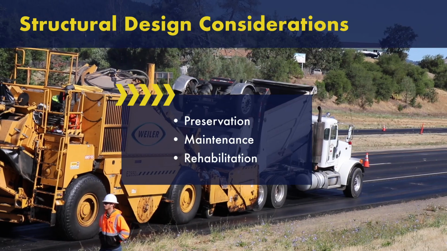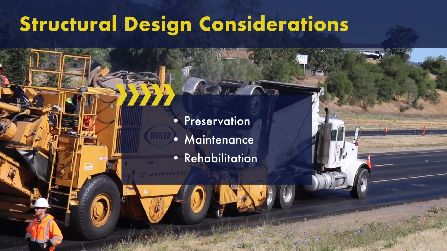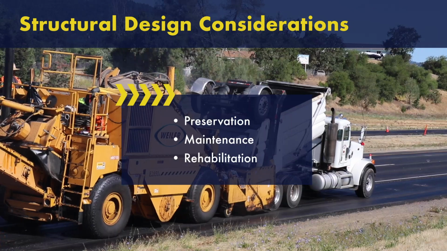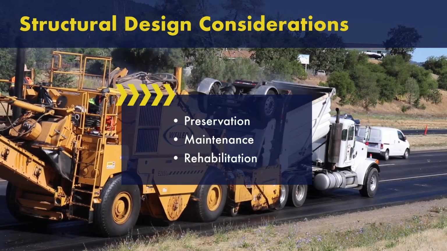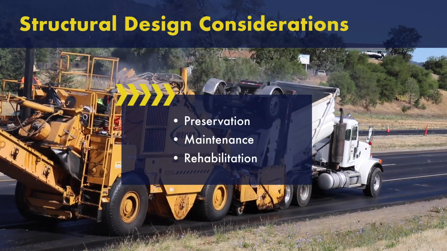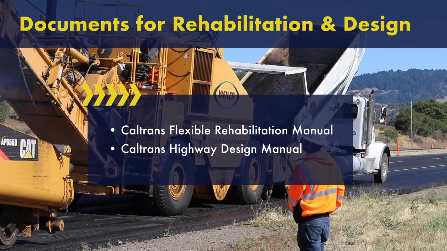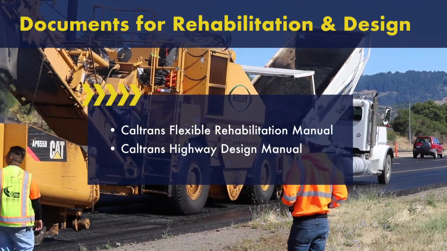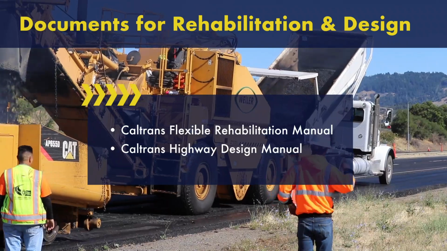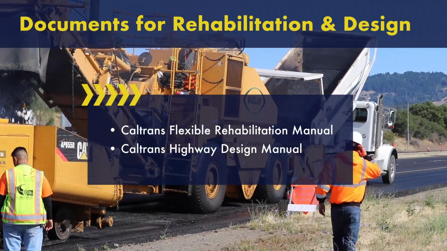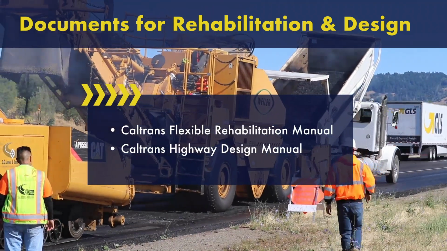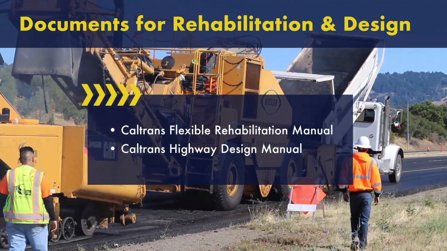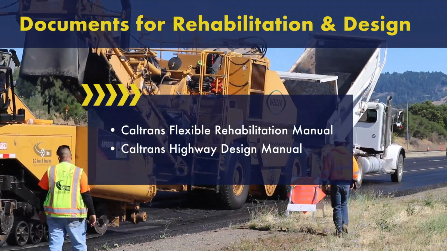is completed. Approach to structural design depends on the intended purpose for the RAC pavement, which may include preservation, maintenance, or rehabilitation. The use of the half-thickness equivalents for using RAC overlays can be accommodated by following prescribed details for rehabilitation and design strategies in the following documents: Caltrans Flexible Rehabilitation Manual, Caltrans Highway Design Manual.